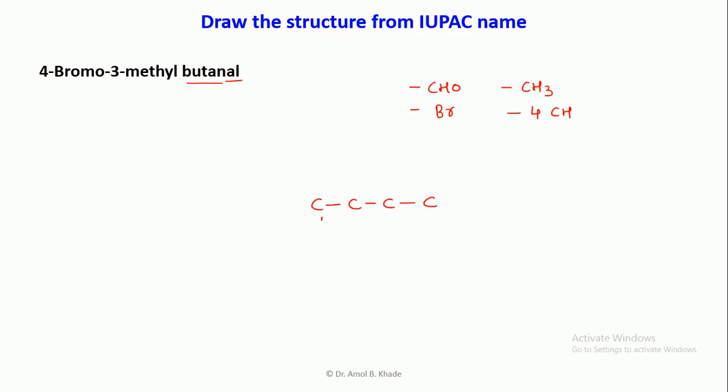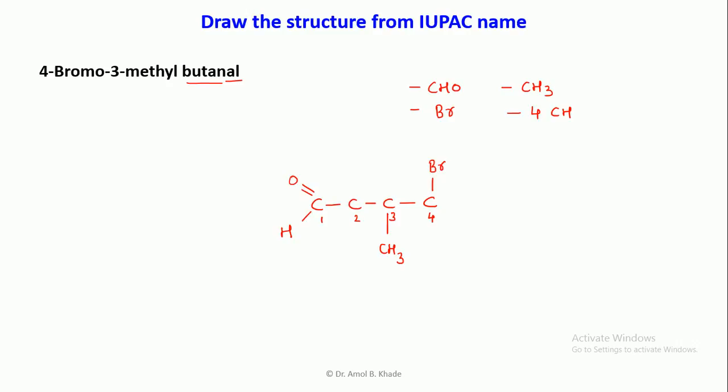Then we can give the numbering as 1, 2, 3 and 4. So at carbon 4 we have a bromine, so let's attach a bromine here. Then at carbon 3 we have a methyl, so let's attach a methyl here. So what is remaining now? 4-bromo-3-methyl butanal. So where will the aldehydic group be? Obviously the aldehydic group will be at carbon 1, which gets the priority. Okay, so this is the aldehydic group.